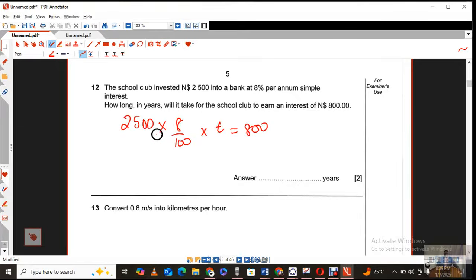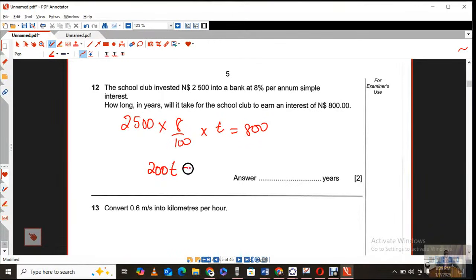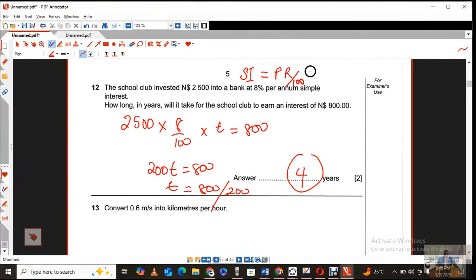So you can go ahead and work out the numbers part first. So you can say 2,500 times 8%. Because that gives me 200. So this brings me to 200t is equal to 800. I think from this point onwards, you can clearly see that this is 4 years. Okay, quite straightforward. Of course, we expect you to know the formula here. Simple interest is equal to the principal times the rate, which is always over 100, and times the time. That's why that 100 is there. So that's what that 800 is equal to.